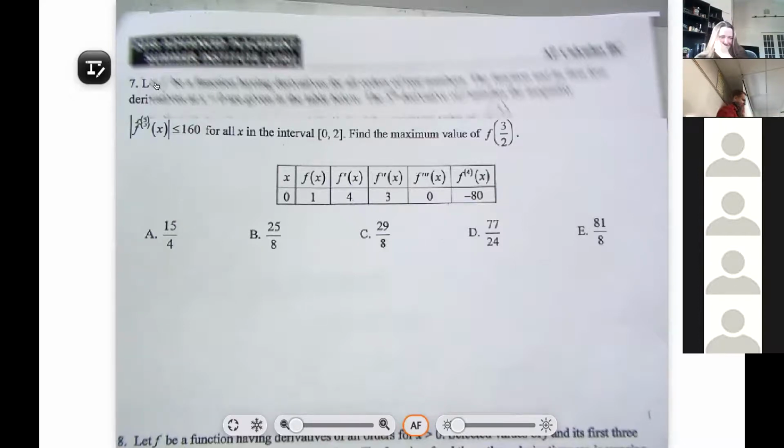You can use a calculator on this one. I don't know if this is an actual calculator question. I would think so because the numbers get pretty hairy. So I used a calculator personally. I would think this is a calculator question. Otherwise, you have to do negative 80 divided by 4 factorial times 1.5 to the 4th power without a calculator.